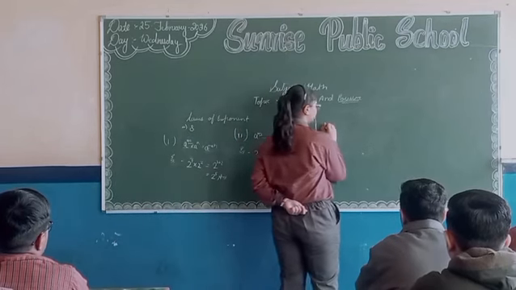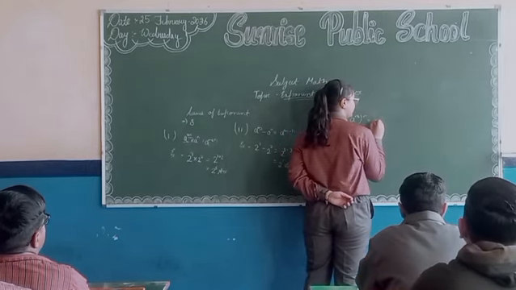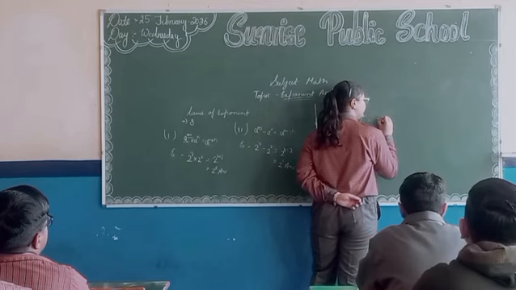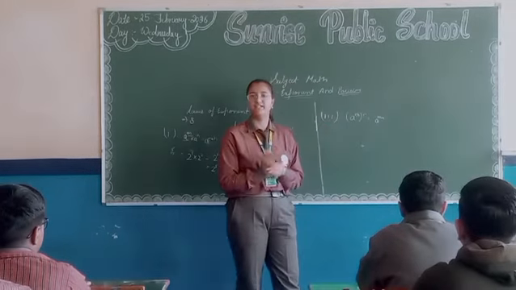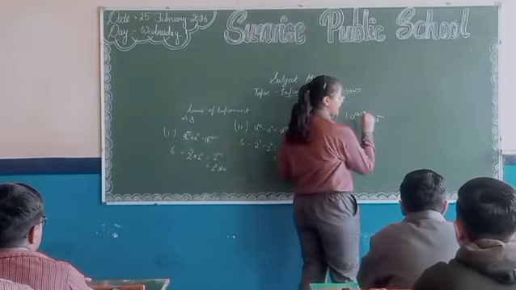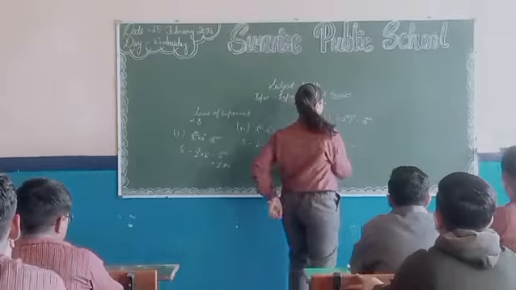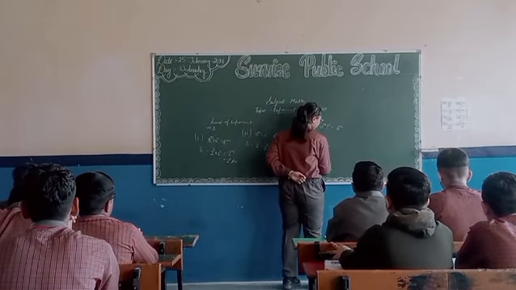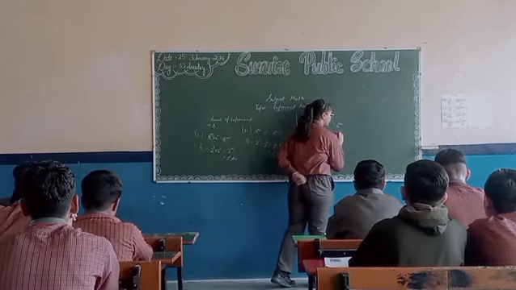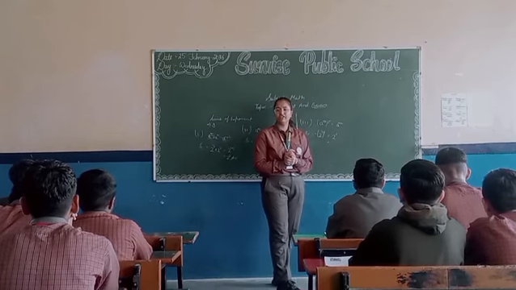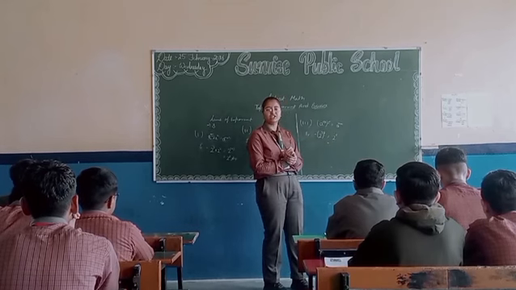Now about the third law. a raised to the power m, in bracket, raised to the power n is equal to a raised to the power m n. In this, we can see that there is a bracket between the exponents. So we do multiplication in the exponent. Multiply by 2 is equal to 6.